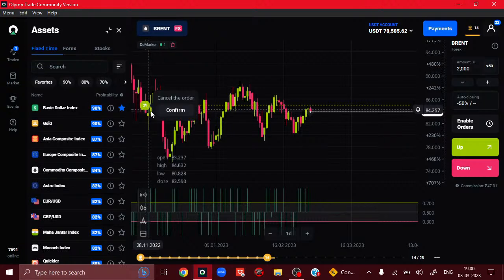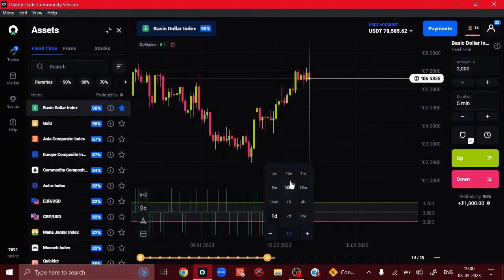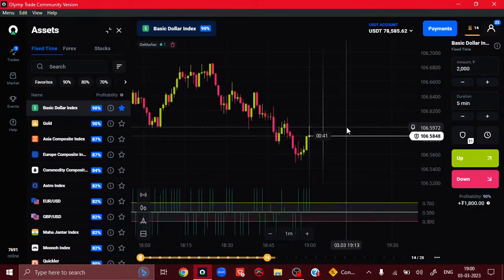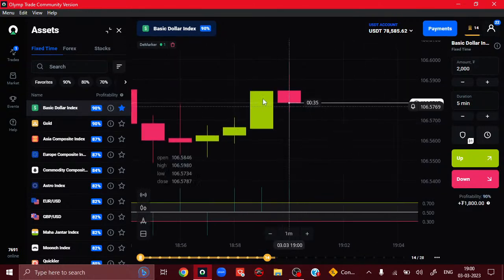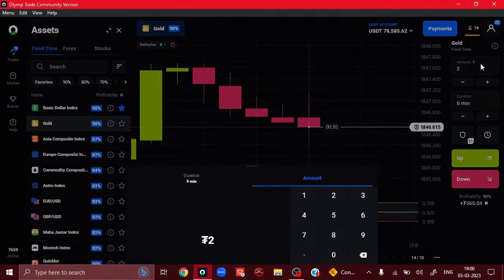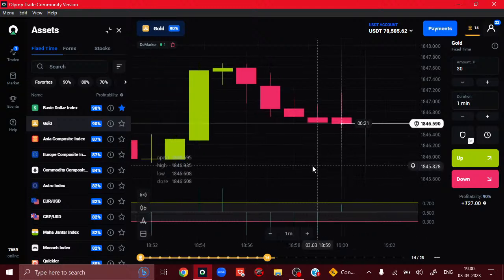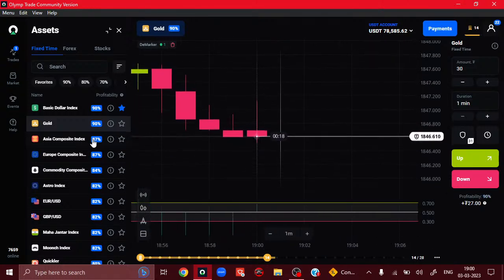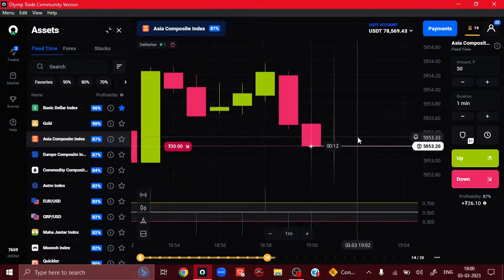Now let us try to find a few more entries using the barcode strategy. I think very soon we might get a downward entry here. A downward entry we have in Asia Composite Index.